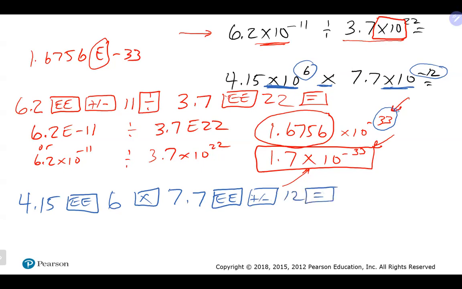And if you do that, you will end up with 4.15 exponent 6 times 7.7 exponent button negative 12. And this is actually going to give you a number like this, 0.000031955. Now, again, mine did not give it to me in scientific notation. If I want to turn this into scientific notation, my decimal point would go 1, 2, 3, 4, 5 places. And we would end up with something like 3 point, and we'll round it to 2, times 10 to the, 1, 2, 3, 4, 5, negative 5.